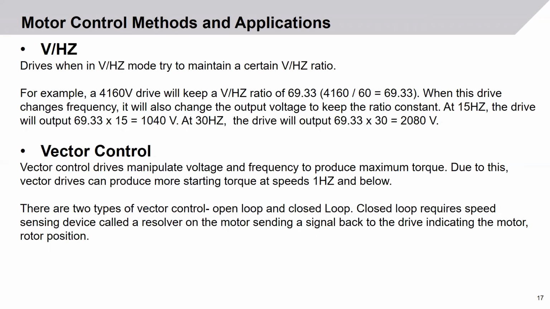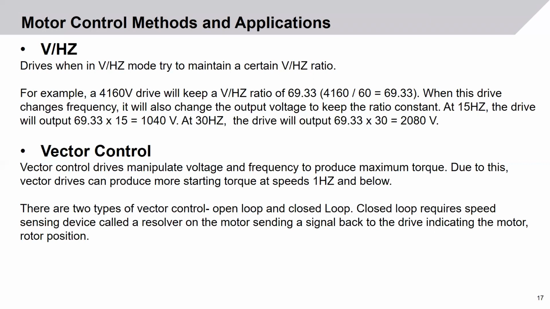Motor control methods and applications: volts per hertz control and vector control. When drives are in volts per hertz mode, they try to maintain a certain volts per hertz ratio. For example, a 4160 volt drive will keep a volts per hertz ratio of 69.33. That is 4160 divided by 60 equals 69.33. When this drive changes frequency, it will also change the output voltage to keep the ratio constant.